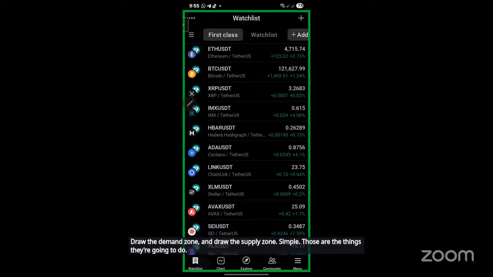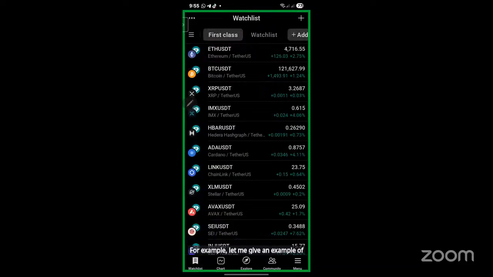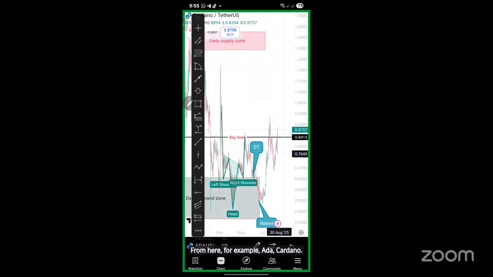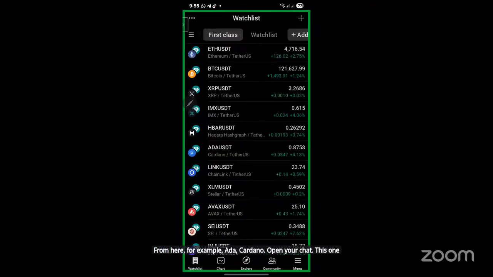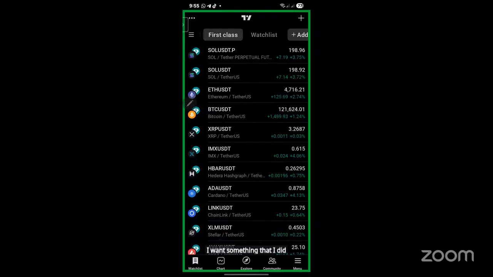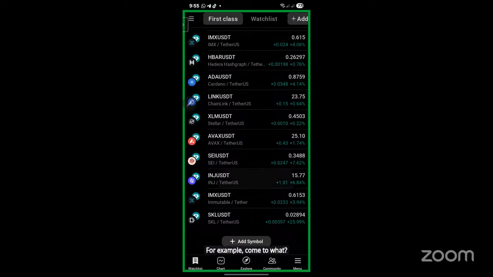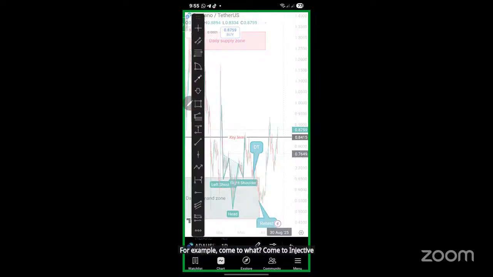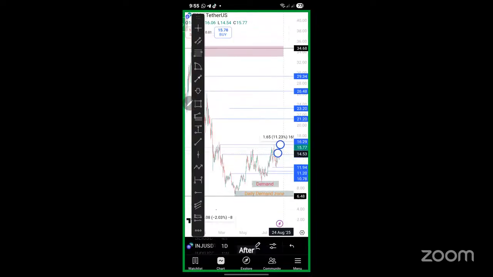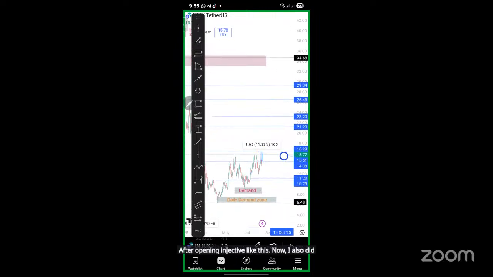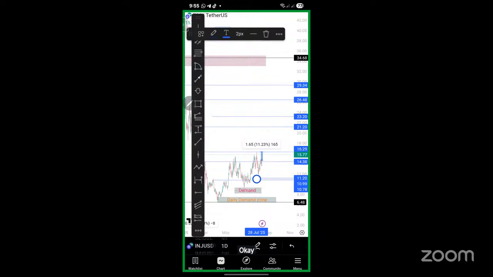For example, let me give an example of what you're going to do. Come here, for example, Cardano. Open your chart. This one I did analysis on it. I want something that I did not do analysis on. For example, come to injective. Open injective like this. I also did it on injective. Okay, let me leave injective alone.